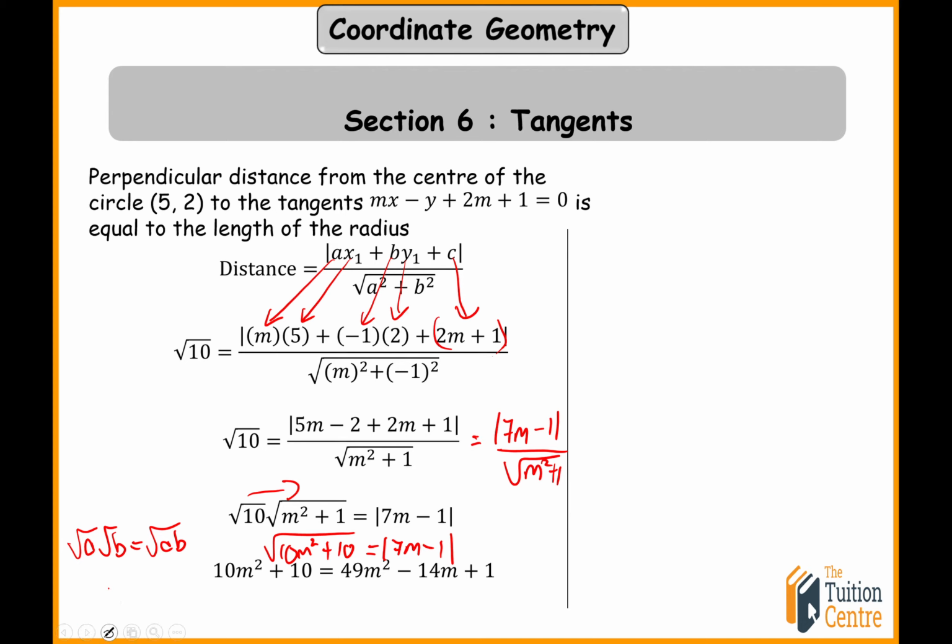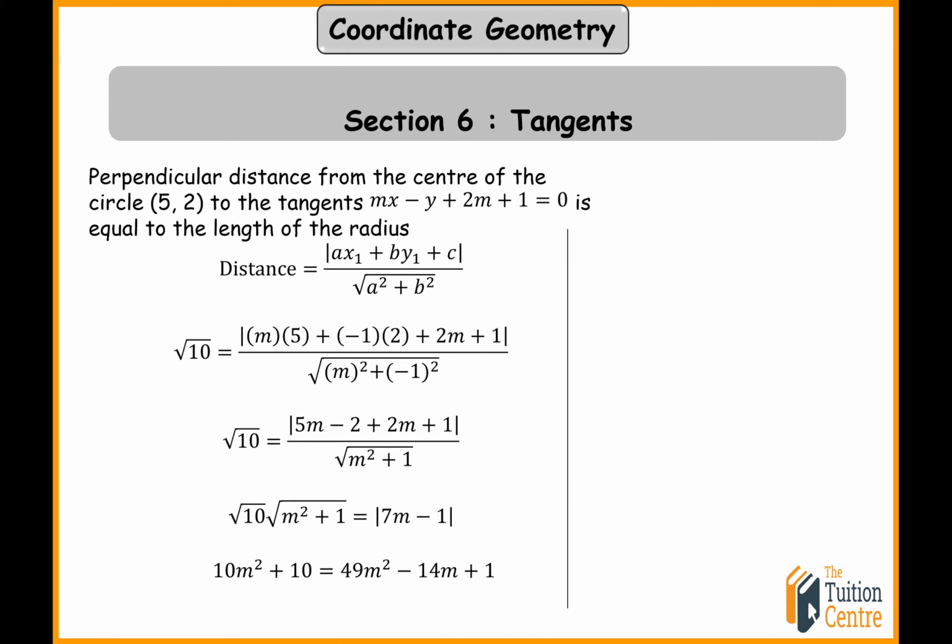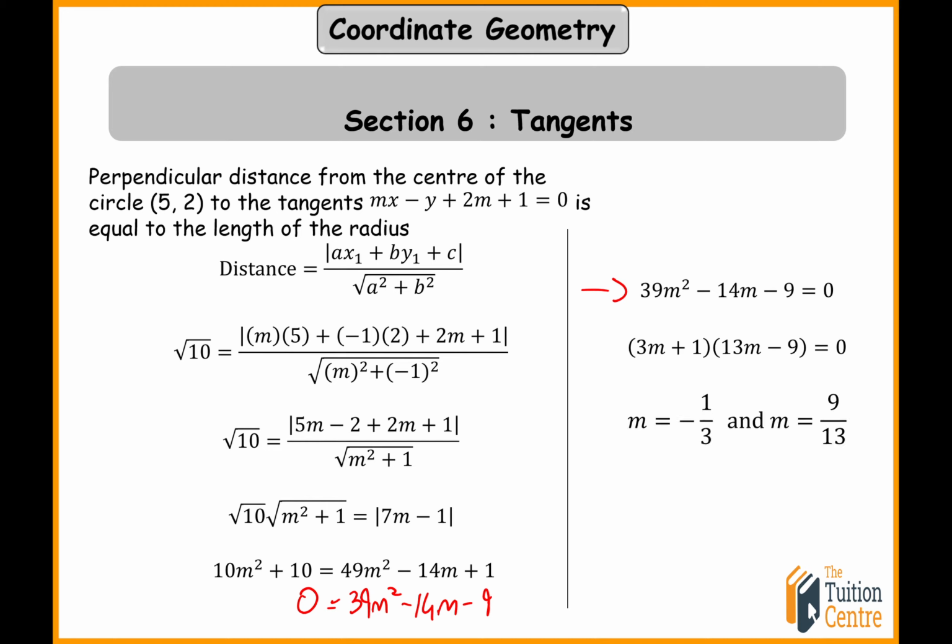And then we're just going to continue on. Just keep working away at it. Bring everything to the right hand side. You're going to get 0 is 39m squared minus 14m minus 9. So just move the 0 to the right hand side. We now have a quadratic. It factorizes to be 3m plus 1 times 13m minus 9 equals 0. We solve it to be m equals minus 1/3 and m is equal to 9 over 13.